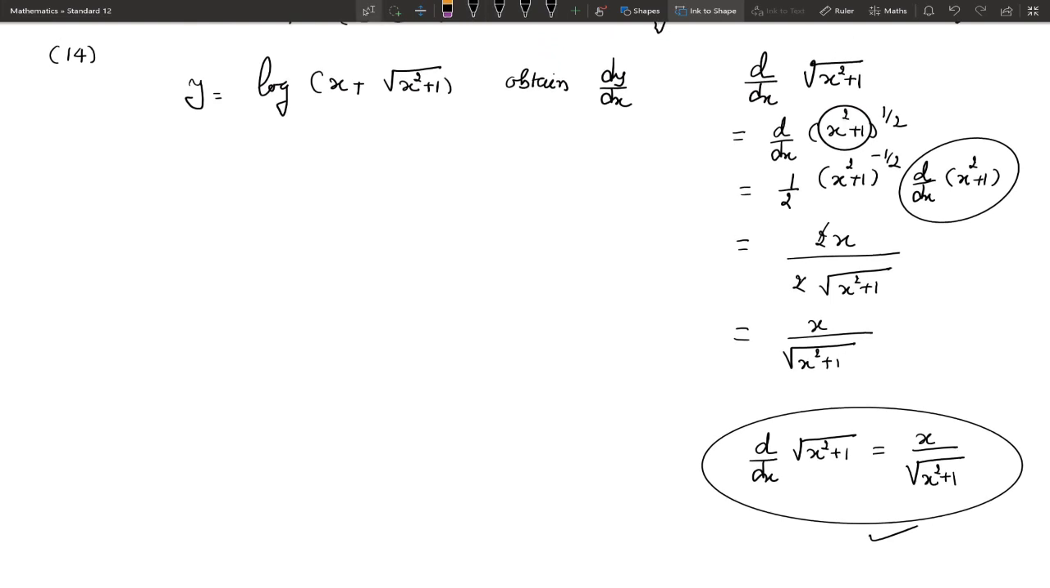Now we differentiate this thing. Solution.